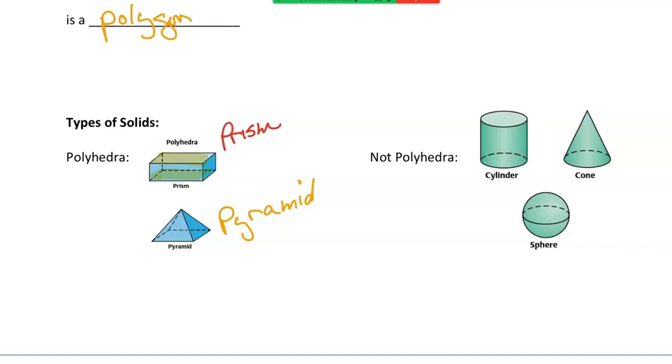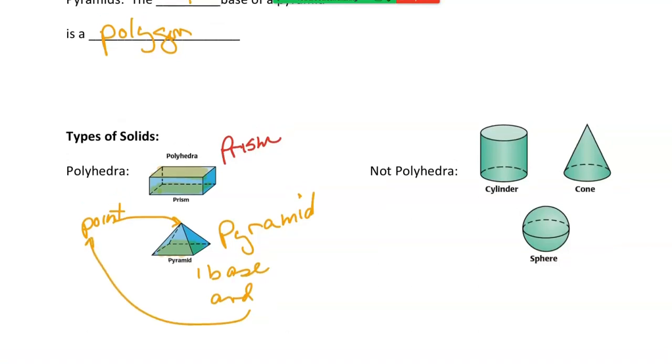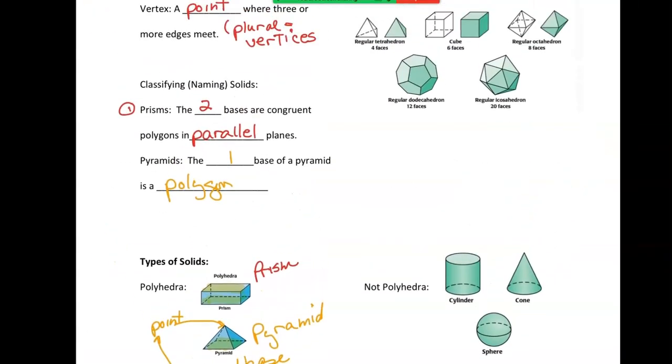Okay, so a pyramid has a point up here, and it has, let's highlight the base down below, it has only a single base. So I'm going to say it has one base and a point. Okay? Okay, so now I know a little bit, and this was number 2, pyramids.